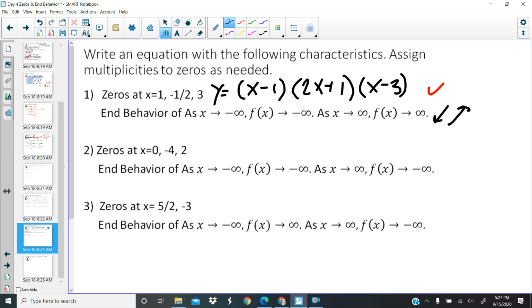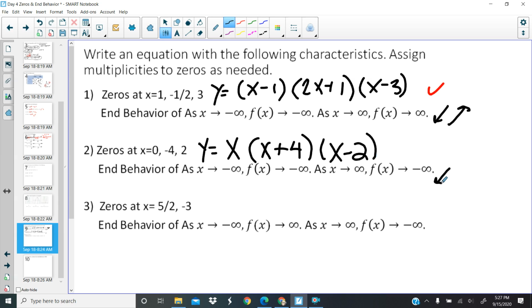So we have a 0 at x equals 0. So like we said before, that's just going to be an x. And then times negative 4, so that's going to be x minus negative 4, which is x plus 4, and x minus 2. And then it tells us the end behavior is as x approaches negative infinity, f of x approaches negative infinity, and as x approaches positive infinity, f of x approaches negative infinity again. So this one is down, down.